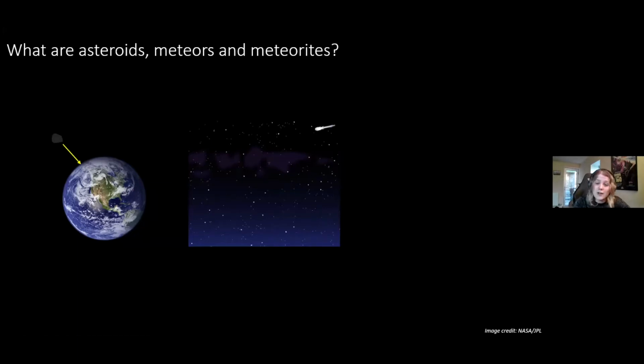But pretty much, if you're looking up at the sky at night, on a clear night, and you stare in one location for long enough, you may well see a really fast, bright streak of light, and that is a meteor or a shooting star.